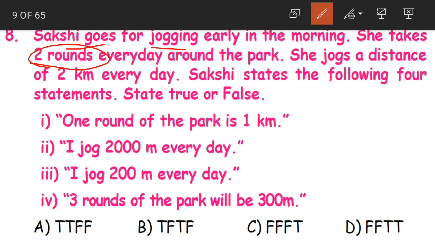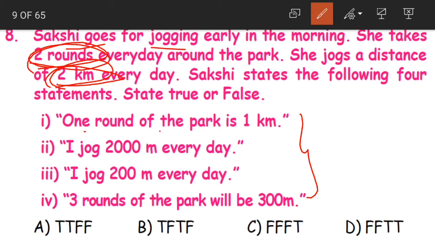And what is the distance covered? The distance covered is 2 kilometers. She takes 2 rounds, and what is the distance covered in those 2 rounds? A total of 2 kilometers. Now from the given statements, which can be the true one and which is false?